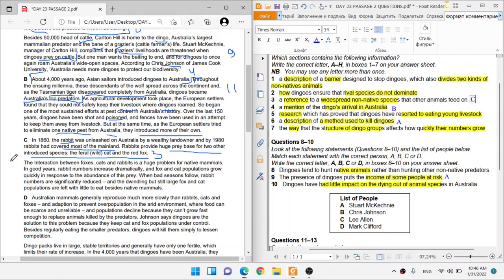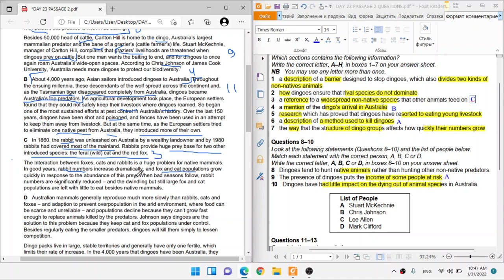The interaction between foxes, cats, and rabbits is a huge problem for native animals. They interact with each other, and that's a huge problem. In good years, rabbit numbers increase dramatically, and fox and cat populations grow. Obviously, if rabbit numbers grow, fox and cat populations also grow because they eat rabbits.